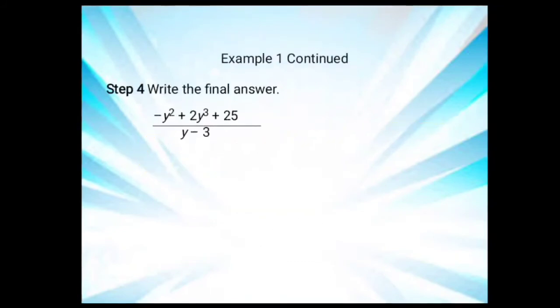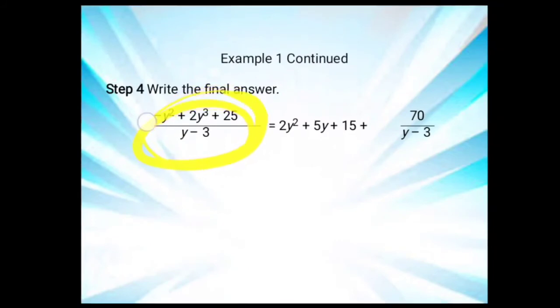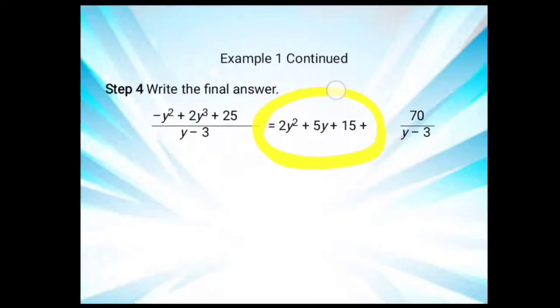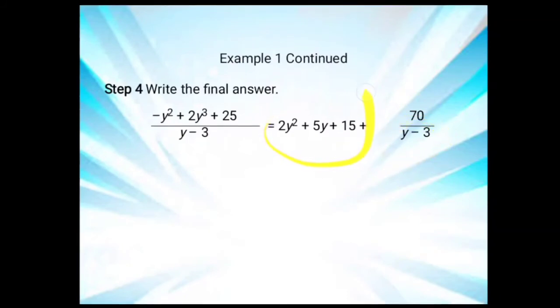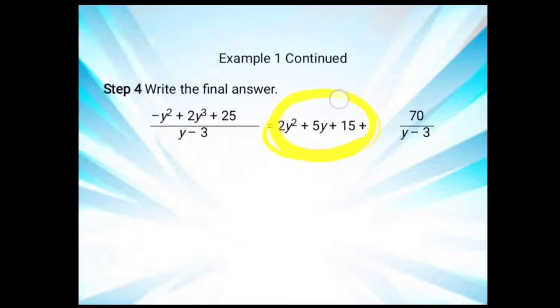Here is our answer. Write the final answer. We divided them, and the answer is 2y squared plus 5y plus 15 plus 70 divided by y minus 3. You have to take note, we have here the quotient plus remainder divided by divisor. But if you don't have any remainder, then the quotient should be the answer.